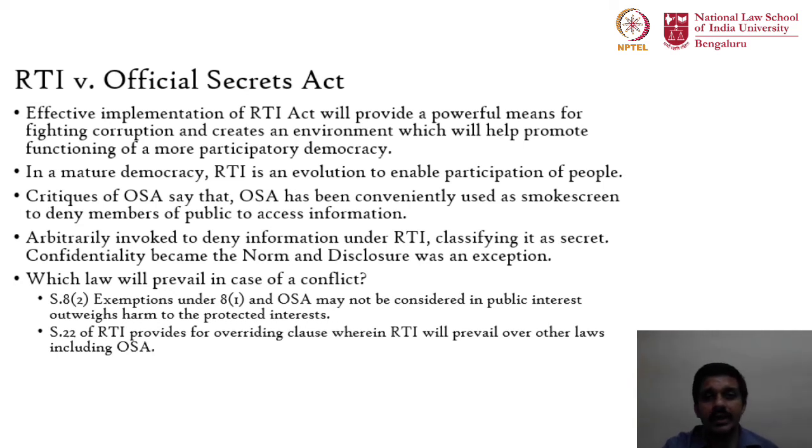Even though both the acts operate in different planes and with different objectives, the conflict as to the access of information has been clearly addressed under the Right to Information regime. So, if any information outweighs the protected interest, such information has to be released for the public to access. Previously, the Official Secrets Act was arbitrarily invoked to deny the information to the citizens.